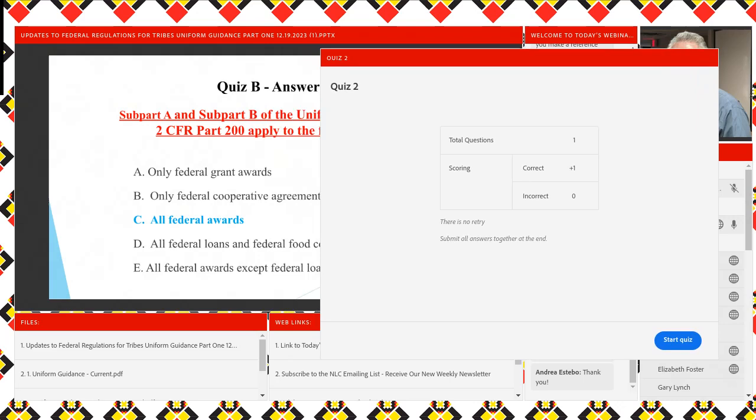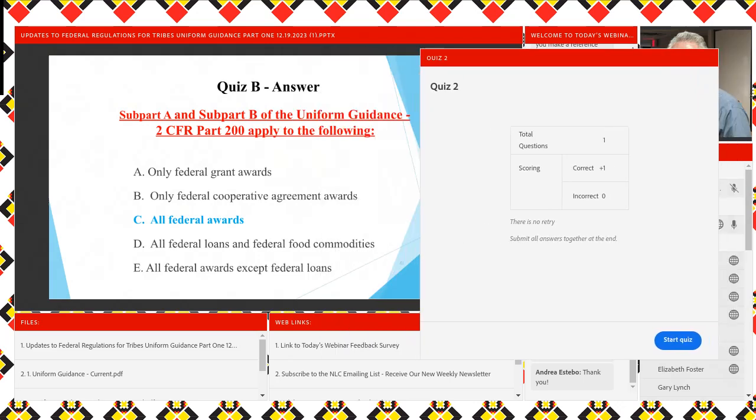Subpart A, Subpart B, uniform guidance. Oh, thank you. I couldn't see it. Subpart A and B, uniform guidance. I went right to the answer. 2 CFR 2 apply to the following: all federal awards. Yeah, sorry, we missed the question.